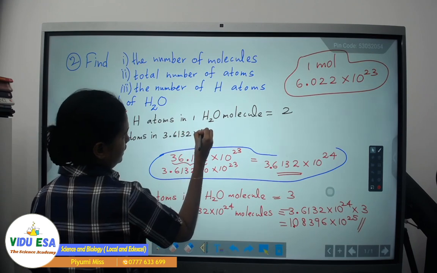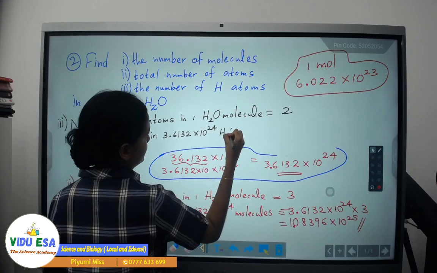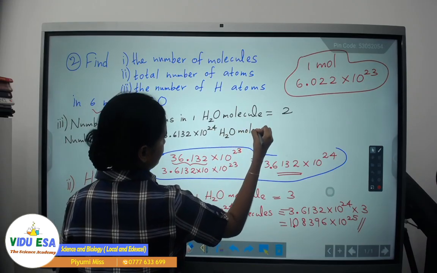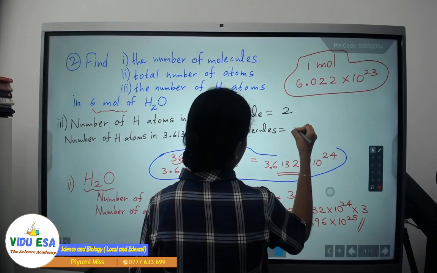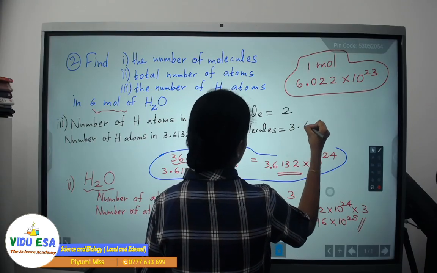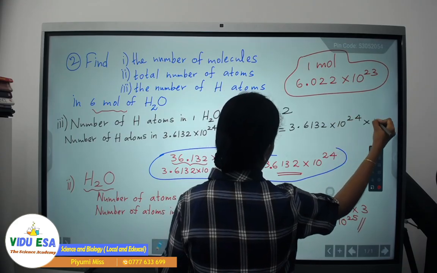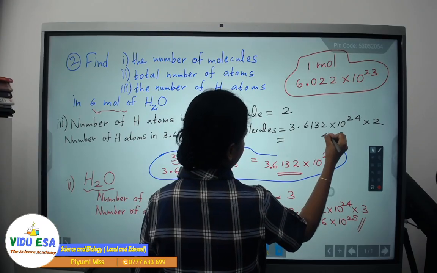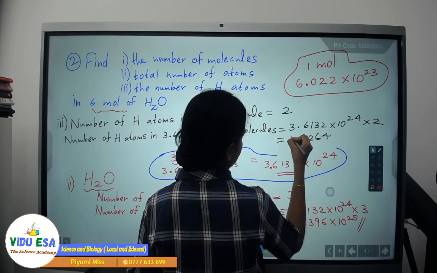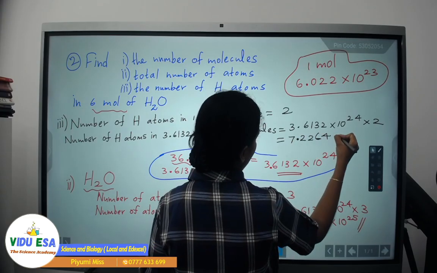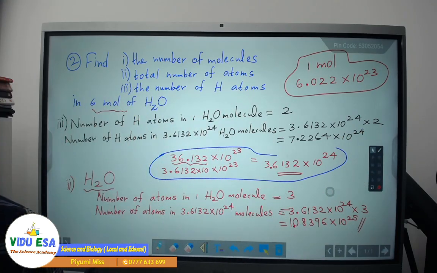3.6132 into 10 to the power 24 number of water molecules. Right? So that is equal to 3.6132 into 10 to the power 24 multiplied by 2. So 7.2264 into 10 to the power 24. Right?